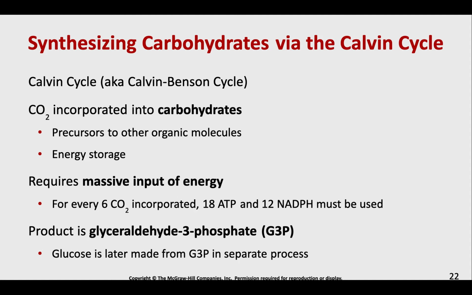Now this whole cycle takes a massive amount of energy, which is why we have our light reactions to create the energy, because it takes a lot of ATP and a lot of NADPH. So for every 6 molecules of CO2, it takes 18 ATPs and 12 NADPHs. So that's a lot of energy that this cell is needing.